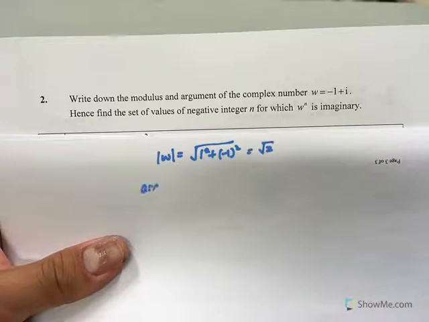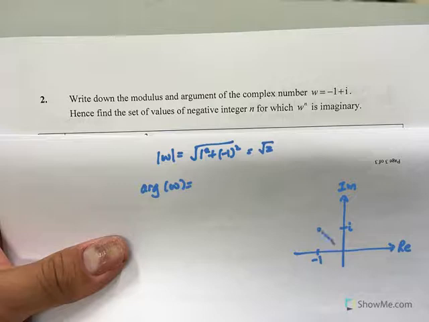And the argument of w, right, will just be equal to, if you can observe -1 plus i, what you can do is draw the Argand diagram. This is real, this is imaginary, right? -1 plus i will be somewhere here, right? And you can see that this is just equal to 3 pi over 4. Okay? And hence find the set of values of integers n for which w to the power n is imaginary.